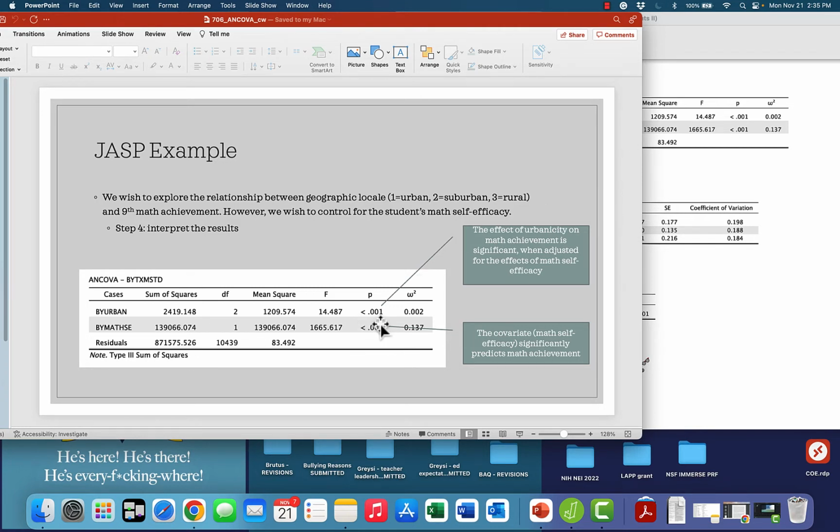All right, and we see the same significant p-value for math self-efficacy. So the covariate math self-efficacy significantly predicts math achievement.